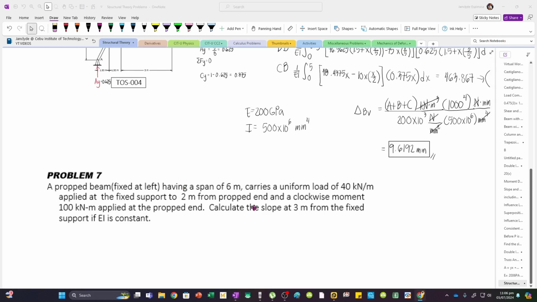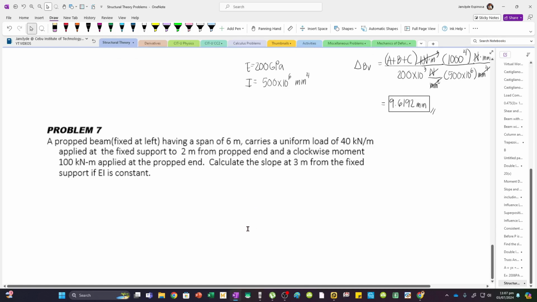Problem 7. Okay. So for number 7, we have a propped beam fixed at the left having a span of 6 meters. It carries a uniform load of 40 kN per meter applied at the fixed support to 2 meters from the propped end, and a clockwise moment of 100 kN·m applied at the propped end. Now we have to calculate the slope at 3 meters from the fixed end.